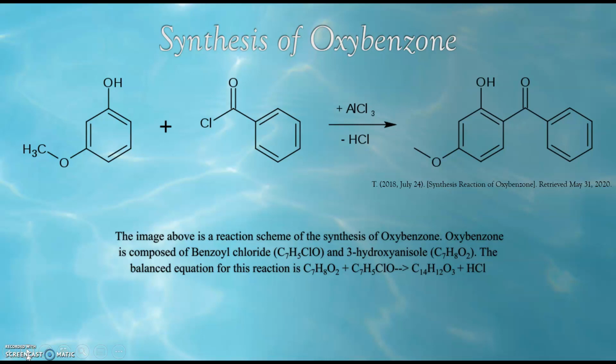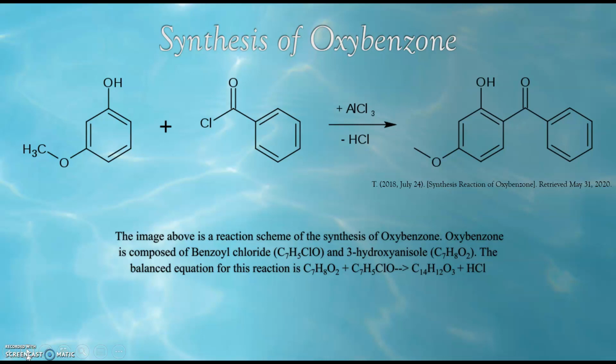So the image above is a reaction scheme of the synthesis of oxybenzone. Oxybenzone is composed of benzyl chloride, C7H5ClO, and 3-hydroxyanisole, C7H8O2. The balanced equation for this reaction I got from interpreting the image above is C7H8O2, so 3-hydroxyanisole, plus C7H5ClO, benzyl chloride, and oxybenzone is produced.